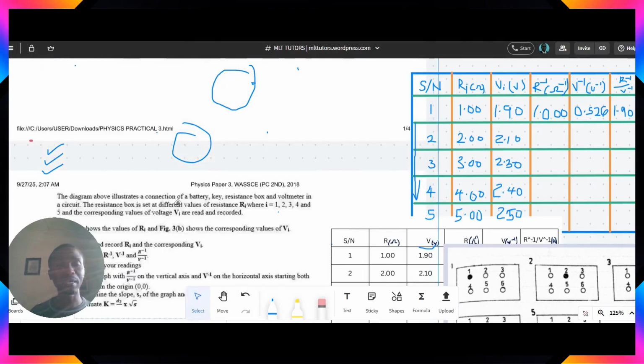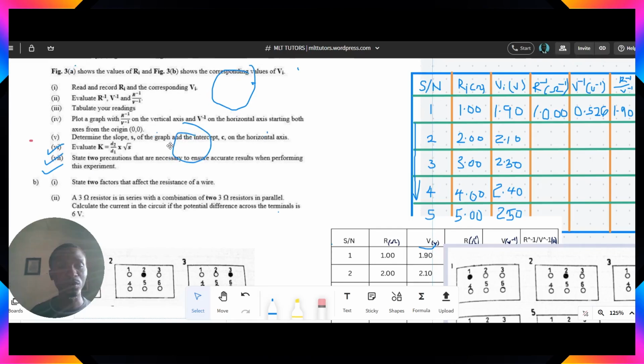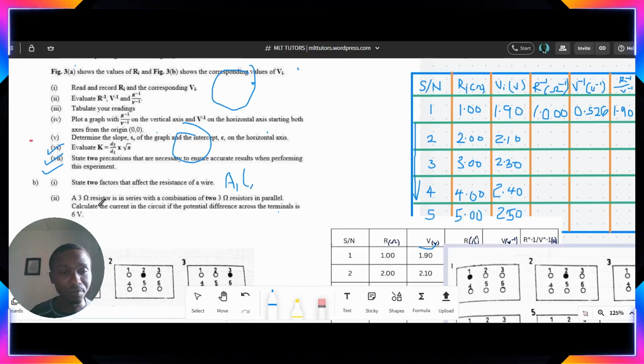Then what's the final aspect that we have in the question? State two factors that can affect the resistance of the wire. The area of the wire can affect the resistance of wire. Then the length of the wire can affect, and also temperature can affect. Then you have a simple calculation that you just have to simplify here.